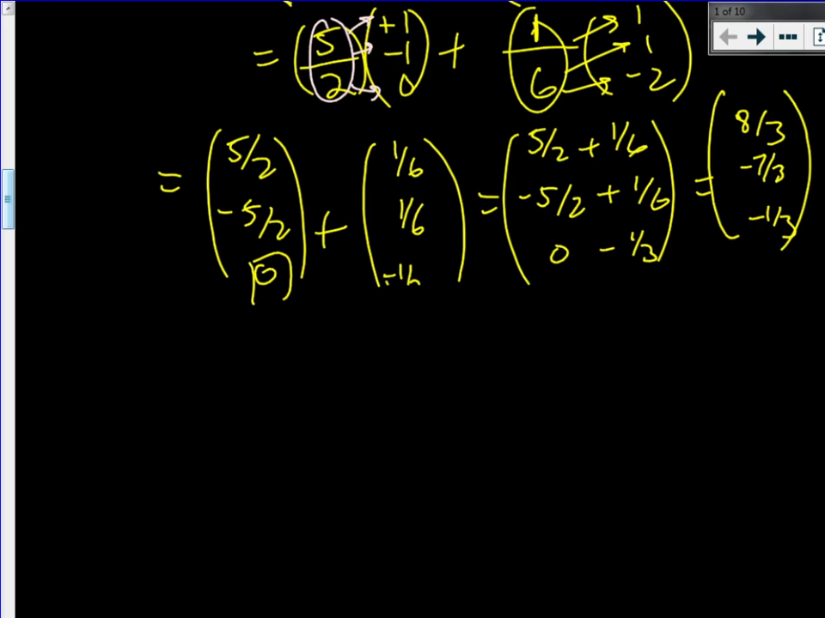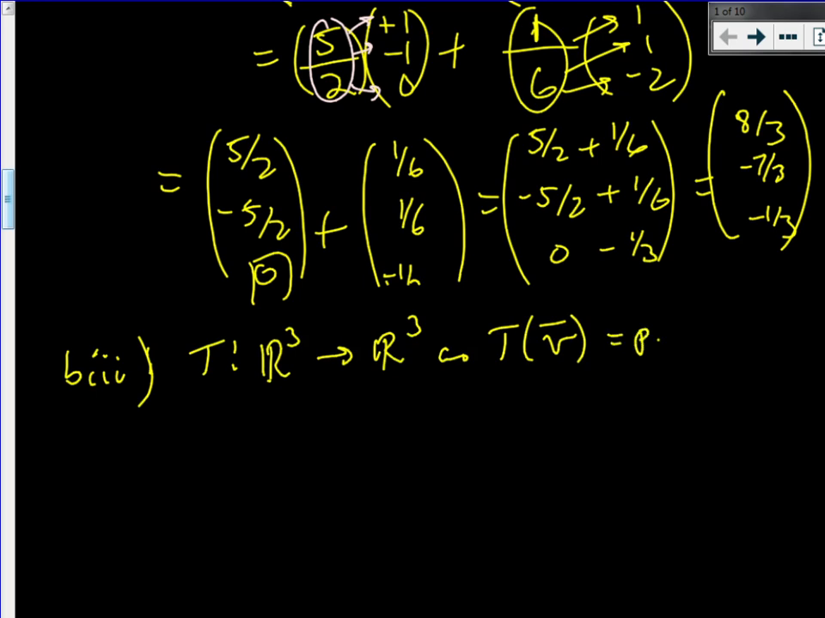Okay. Now, part B3. T is a mapping, a transformation from R3 to R3. And they tell us that T of vector V is equal to just what we did, the projection of V onto P. But they want to know what matrix will do this.